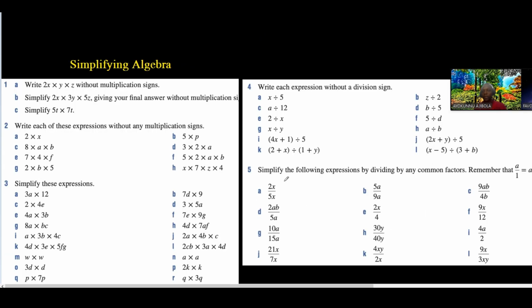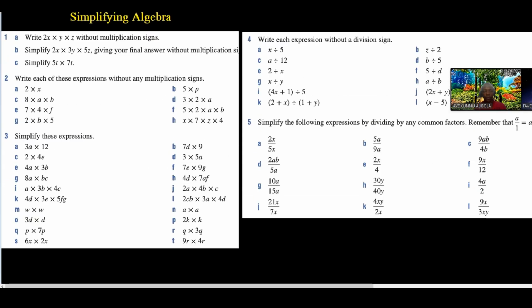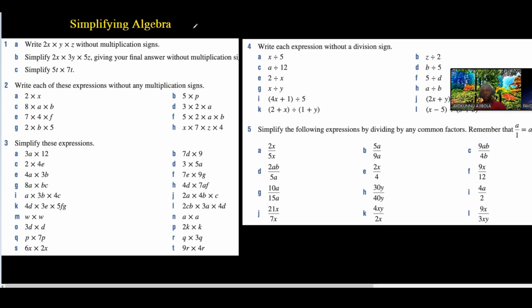Now the next one is simplifying algebraic expression. Let's look at this. And please don't blink your eye during this explanation. The first one says write 2x times y times z without multiplication sign. This is simply 2xyz. That's all. That means we are multiplying them, okay? The next one says simplify this, giving your answer without a multiplication sign. So we have 2 times 3 is 6 and 6 times 5 is 30. So we have 30xyz.